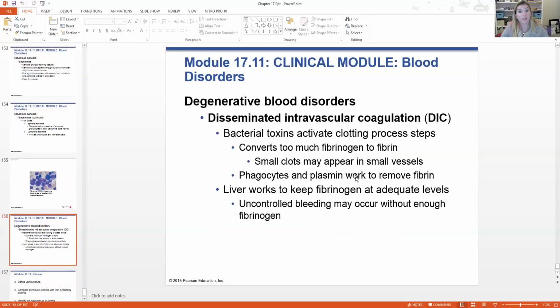There's also degenerative blood disorders. So something like DIC, or disseminated intravascular coagulation. This is where bacterial toxins can activate the clotting process, converting too much fibrinogen to fibrin, causing small clots to occur in your vessels. Phagocytes and plasmin work to remove the fibrin, and the liver has to work to keep fibrinogen at adequate levels, but it could result in uncontrolled bleeding. If you are overcompensating by not making enough fibrinogen and then you get injured, it could be kind of a never-ending cycle there.